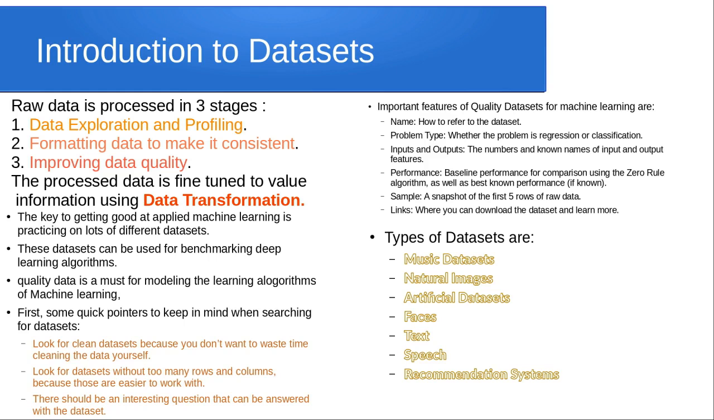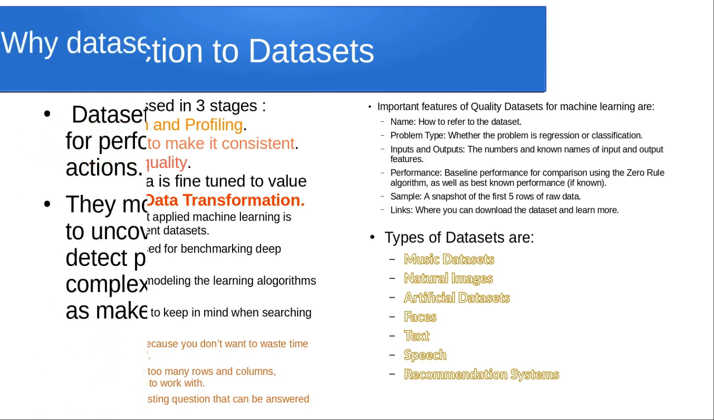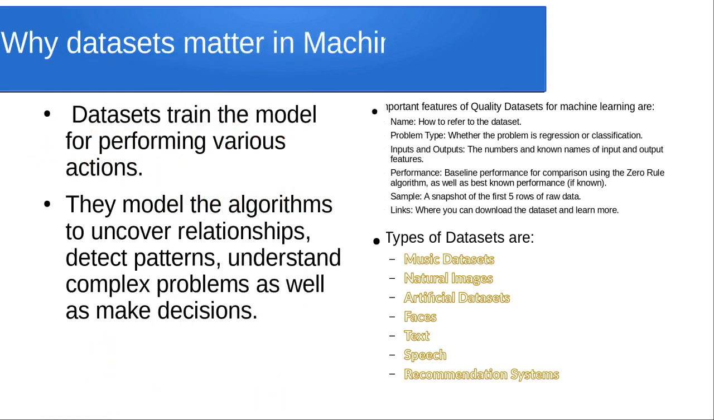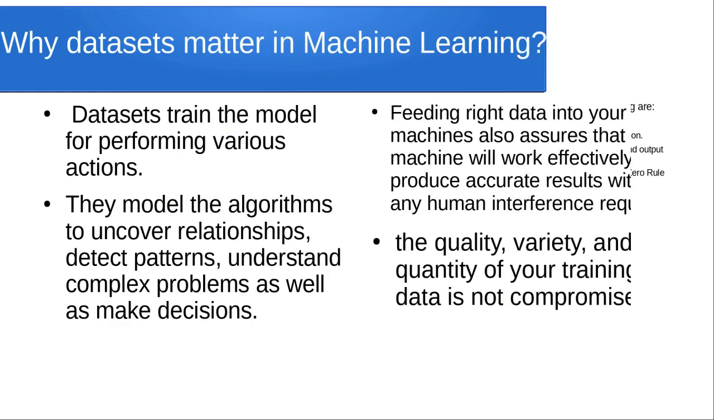There are various categories of public datasets available for practice based on the business use case. Here we can see there are 7 broadly classified datasets, namely: 1. Music datasets, 2. Natural images, 3. Artificial datasets, 4. Faces datasets, 5. Text datasets, 6. Speech datasets, 7. Recommendation systems datasets. Now let's see why datasets matter in machine learning.